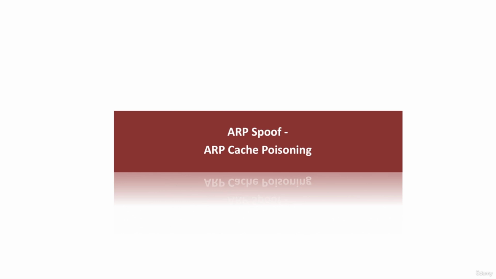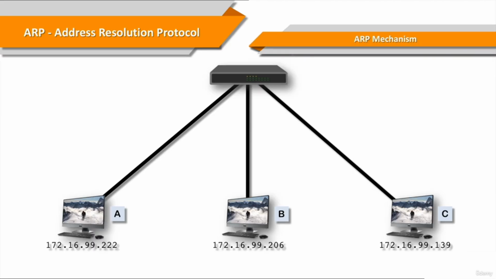again. Address Resolution Protocol, ARP, is a network layer protocol used for mapping a network address such as an IPv4 address to a physical address such as a MAC address. To simulate how the ARP mechanism works, we have a small network in the slide, a switch on top, and 3 computers connected to it. Computer A wants to talk to Computer C.